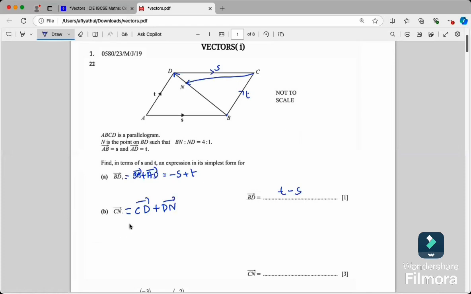Okay. C to D is already known, right? So first let's find out what is DN. Since the ratio is given to us, we have to convert this ratio into the fraction. That's our first job. So when you add this, 4 plus 1 is going to be 5. That means the BN was, convert the ratio into the fraction as 4 by 5 and 1 by 5. Okay. 4 by 5 and 1 by 5.